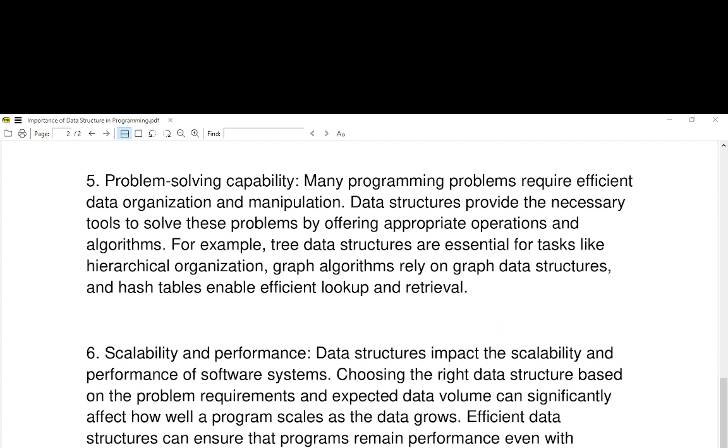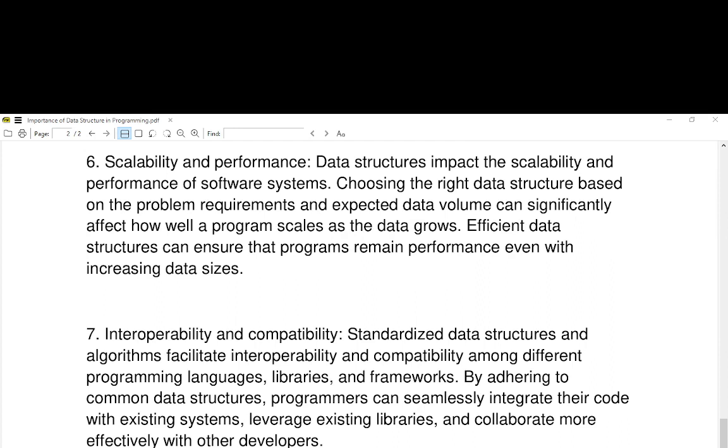Number six, scalability and performance. Data structures impact the scalability and performance of software systems. Choosing the right data structure based on the problem requirements and expected data volume can significantly affect how well a program scales as the data grows. Efficient data structures can ensure that programs remain performant even with increasing data size.